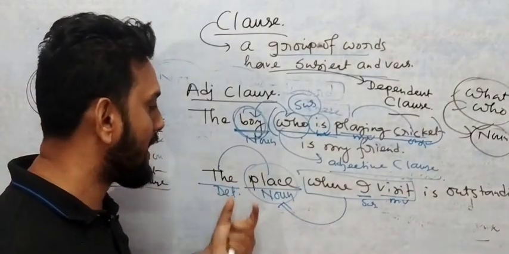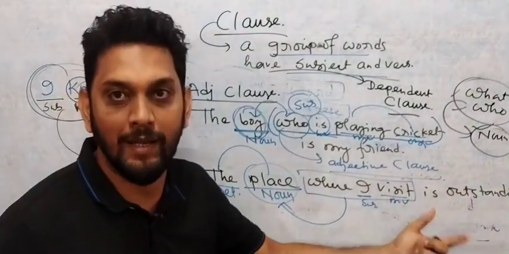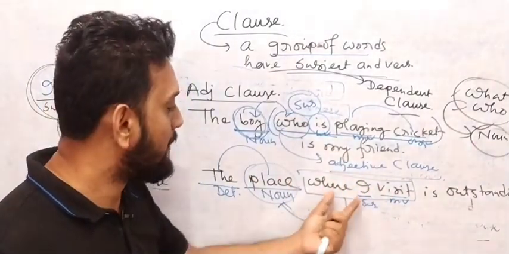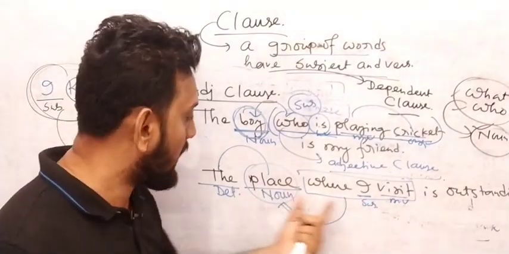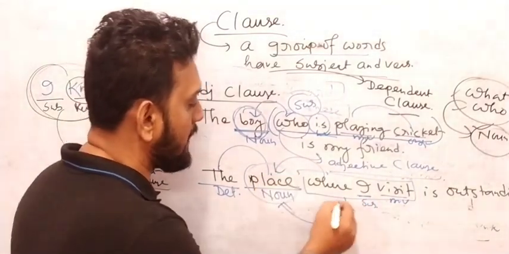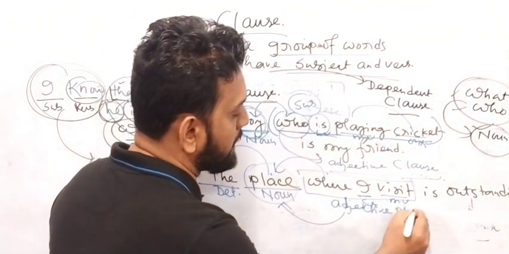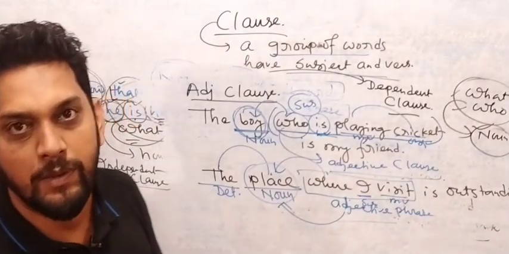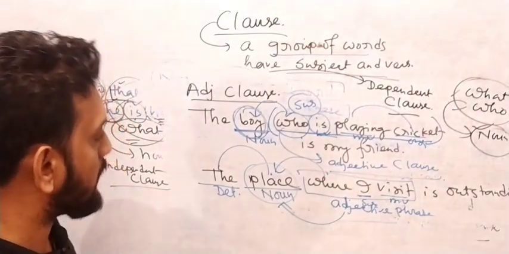Otherwise I can say this sentence this way: the place is outstanding. But here I have given some extra information, the place where I visit. So "where I visit" talks about this place, and because it talks about this place, it acts as an adjective phrase. Got my point, my friend? This one also you have understood, I hope so. Next one, try to understand.